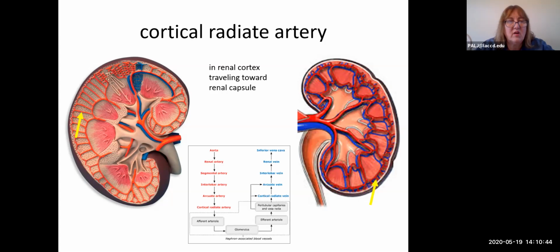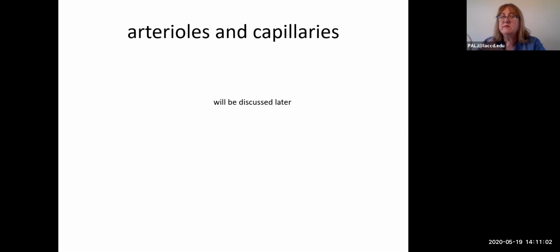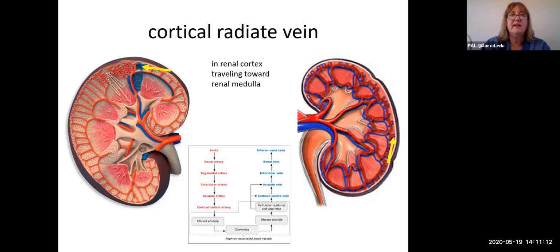Cortical radiate arteries. Now, yes, there's another name for them, but this is the name I'm going to stick with because the other name is very similar to the name of an artery we already had, and that's how students get confused. From the cortical radiate artery, we would go to arterioles and capillaries, and they're going to be a different video. So if the cortical radiate arteries are draining blood into the cortex, then it makes sense that cortical radiate veins would be in the renal cortex, and they would drain from the renal capsule towards the renal medulla.